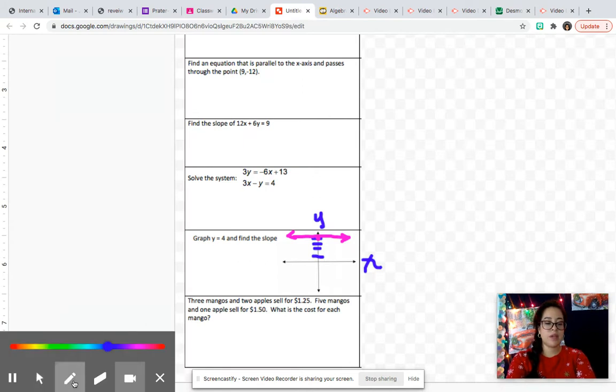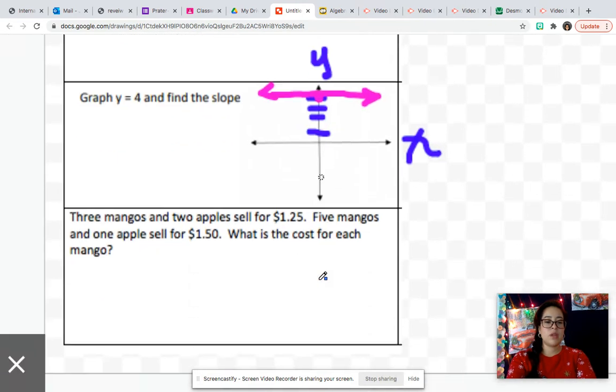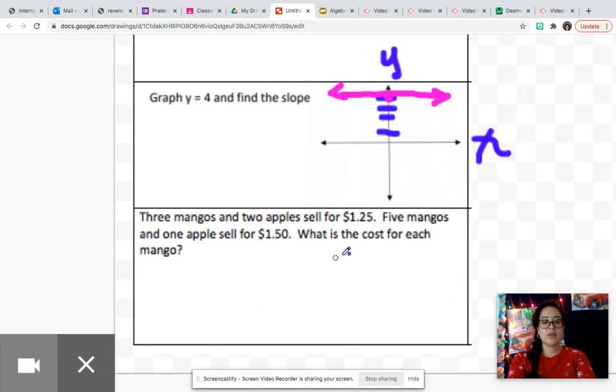Okay, last problem on your review. 3 mangoes and 2 apples sell for $1.25. 5 mangoes and 1 apple sell for $1.50. What is the cost for each mango? So this is insinuating that this is at the same store, and there are two different things happening.